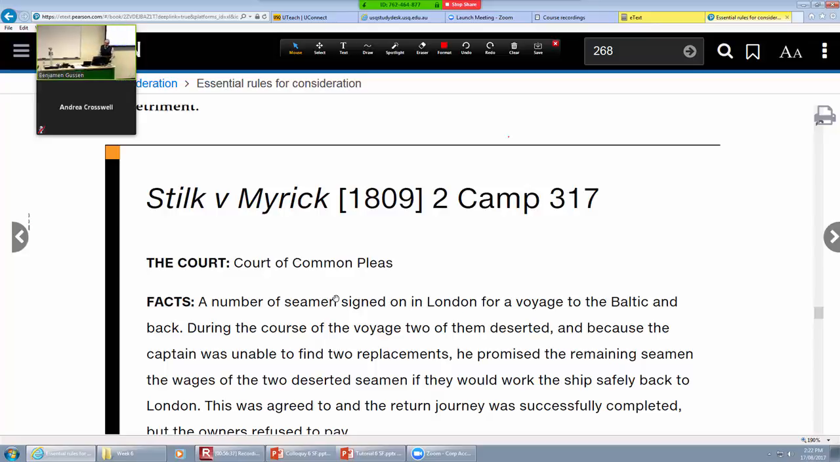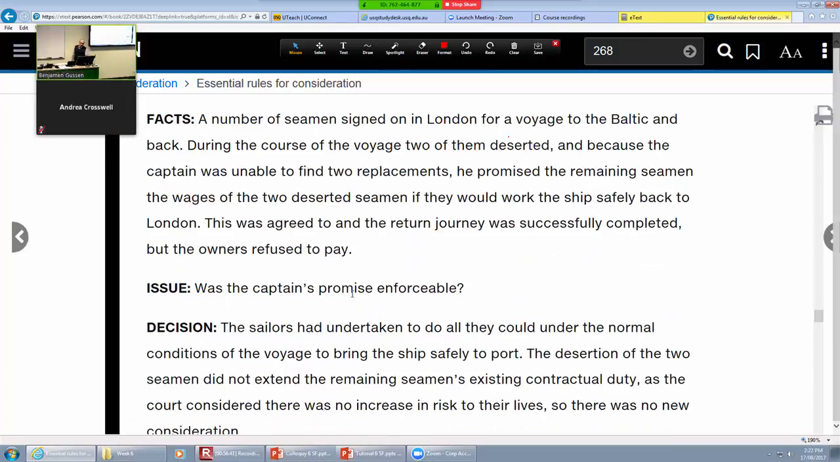Still America. 1809. We go back to 1809. UK. A number of seamen signed on in London for a voyage to the Baltic and back. During the course of the voyage, 2 men of them deserted ship. During the voyage to the Baltic and back, 2 of these seamen deserted the ship.